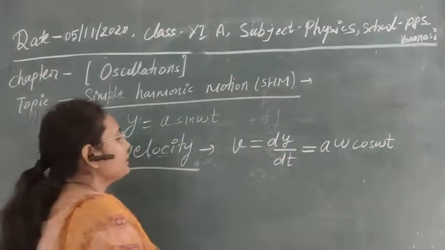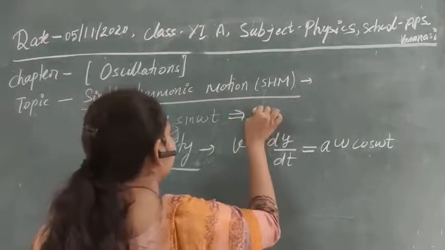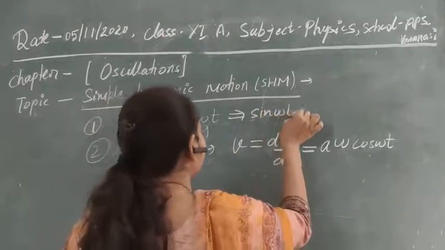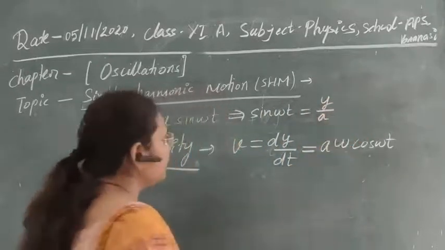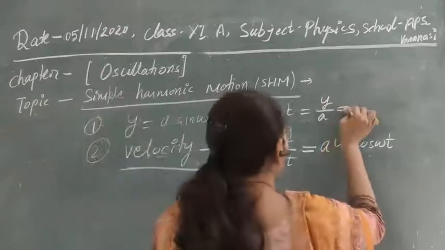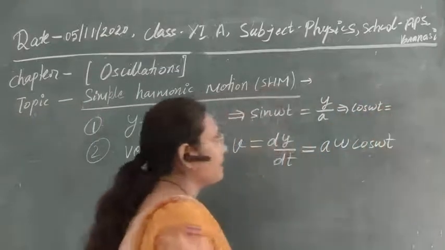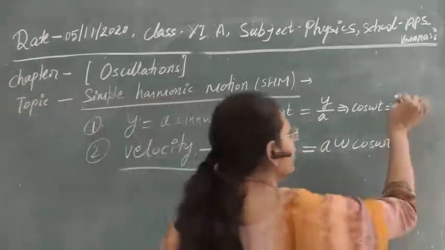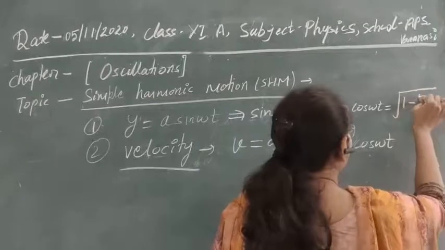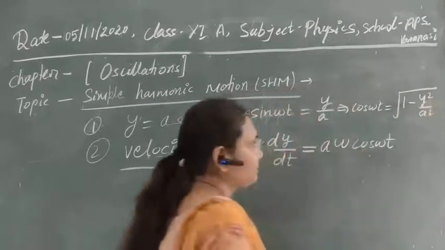And from here we can calculate the value of sin omega t. What is the value of sin omega t? That is y by a. We can also calculate cos omega t with the help of this. So cos omega t can be written as the square root of 1 minus sin square omega t. With the help of it, we obtain the square root of 1 minus y square by a square.